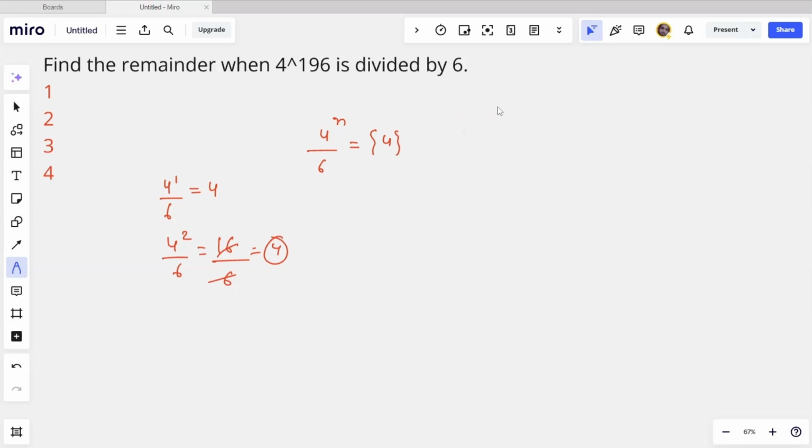It means we can say there is only one value in the remainder cycle, which means that whatever the power of 4 might be, the answer will always be 4. As we have a single value in our remainder cycle, this is the final answer. So as you can see, 4 is the fourth option. So our fourth option is the correct option.